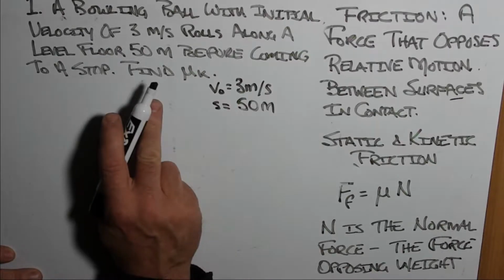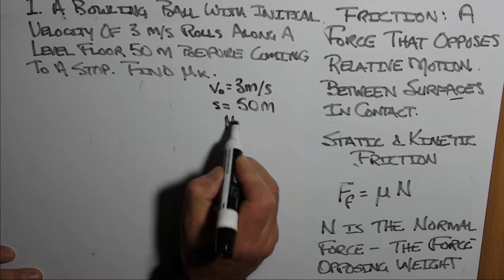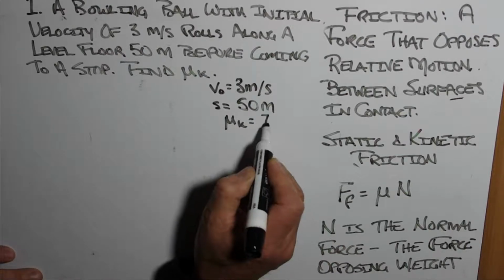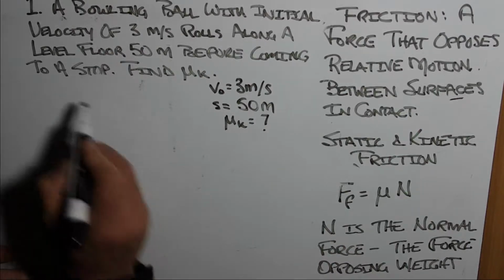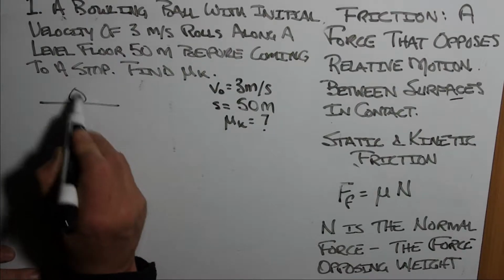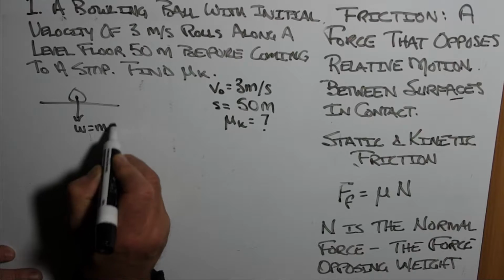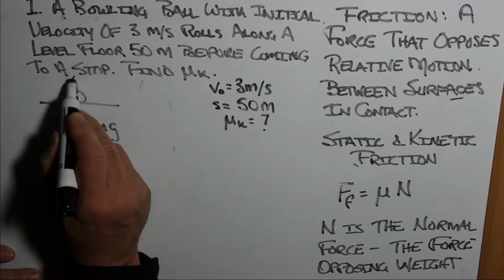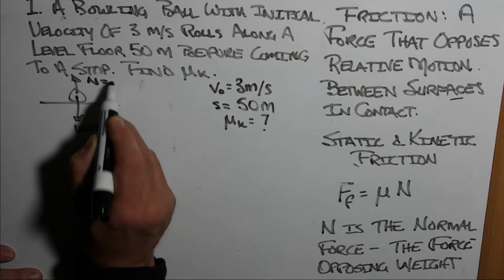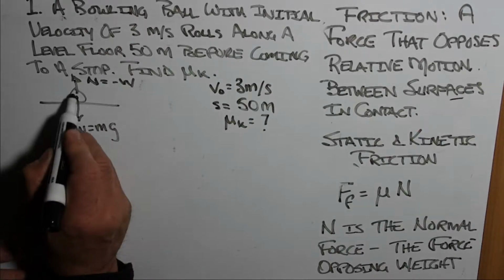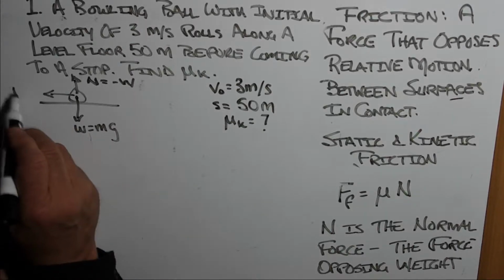So writing down our variables, we have v sub 0 equal to 3 meters per second, the distance traveled, 50 meters, and again we're finding mu sub k. Drawing the picture, we have a ball on a level floor with a weight equal to mass times the gravitational constant, the force that opposes that, the normal force, and the only force parallel to the plane in which the ball is moving, the frictional force, the force that's slowing the ball down.